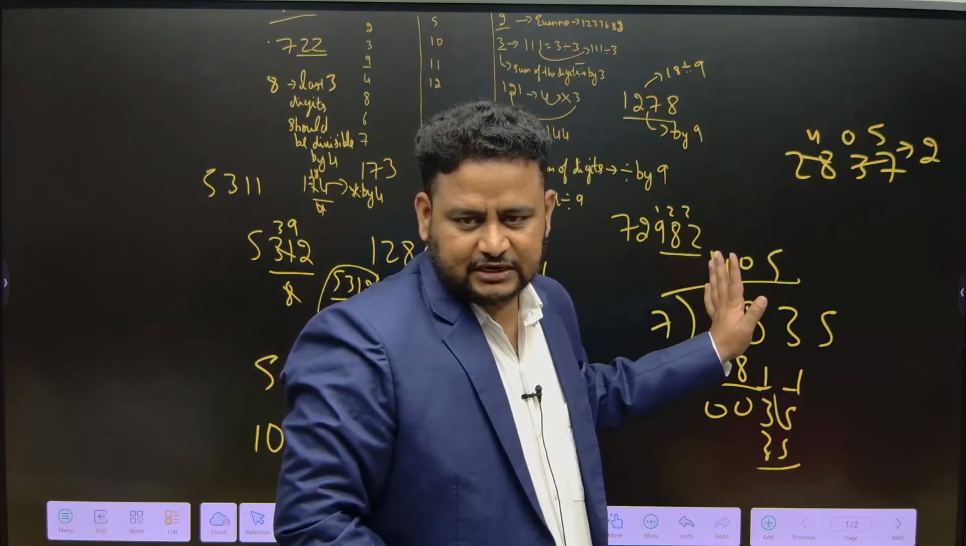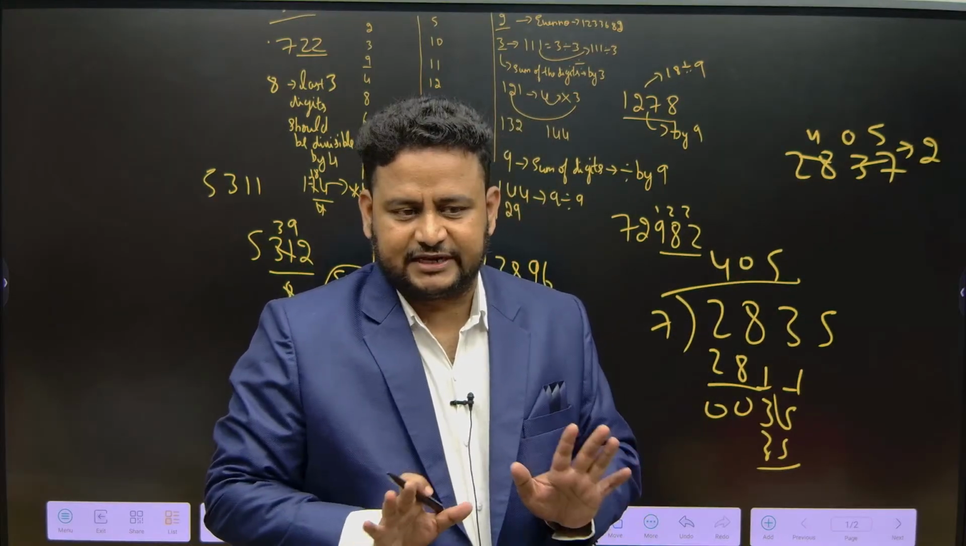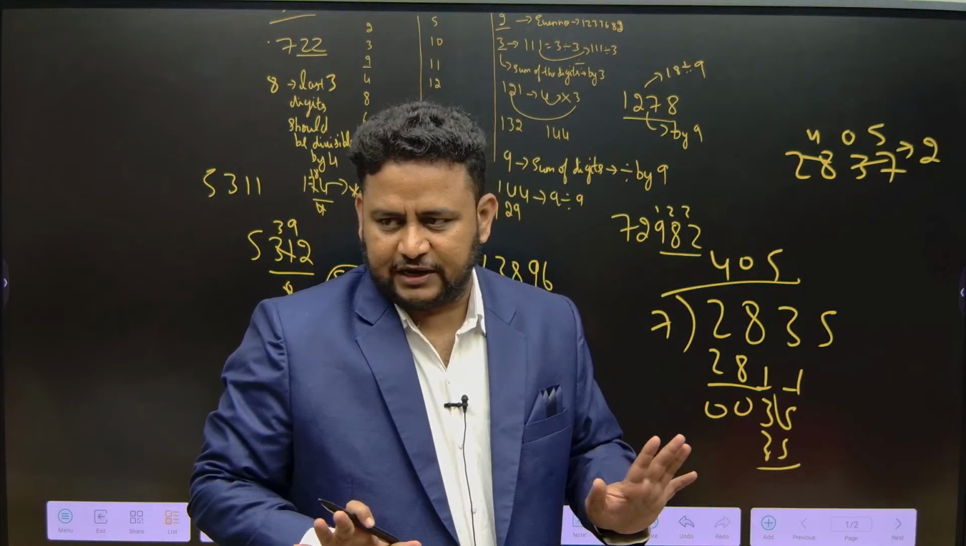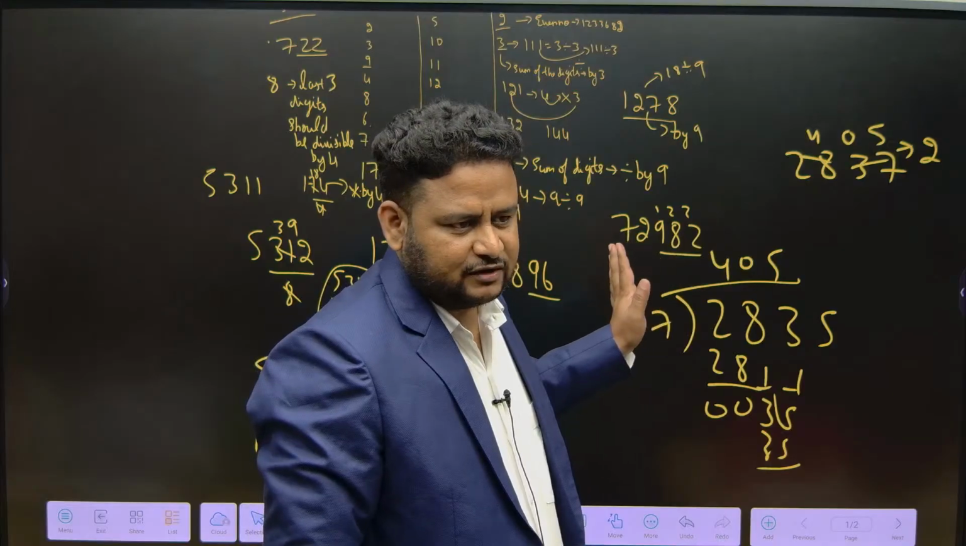That's all. When it comes to 7, directly divide. There is no trick you have to follow. Okay, don't follow any trick. For 7, directly divide and see it. Now what is left? 10 is done.